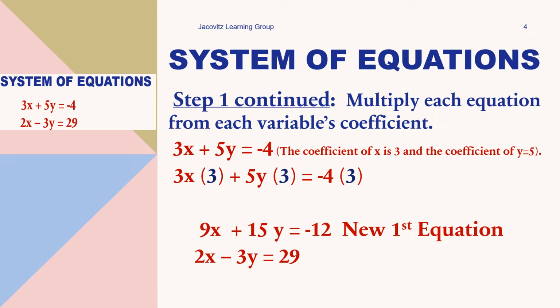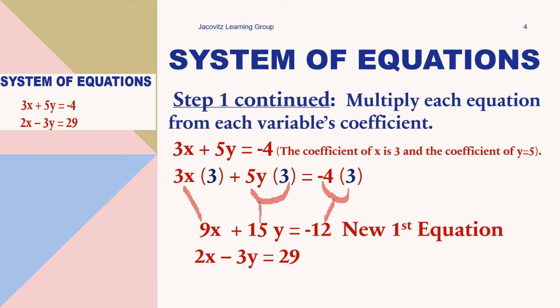Pretty much this is what you do. You multiply each term in your first equation by 3. So therefore you get 3 times 3x is 9x, 3 times 5y is 15y, and here it is: -4 times 3 is -12. And now you have your new first equation.